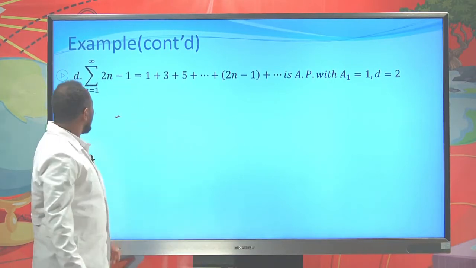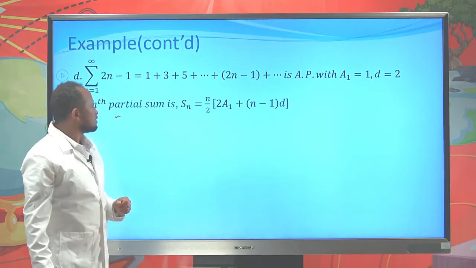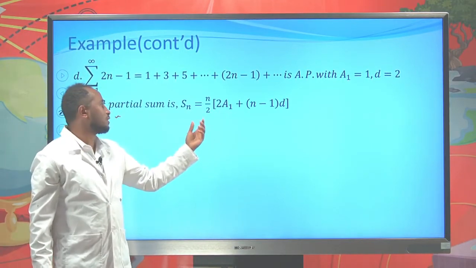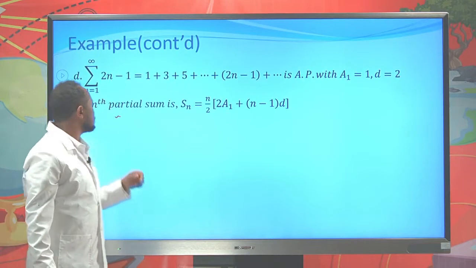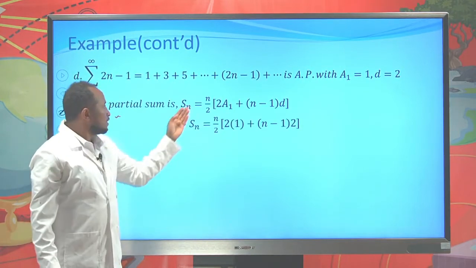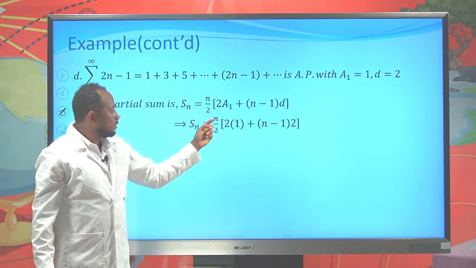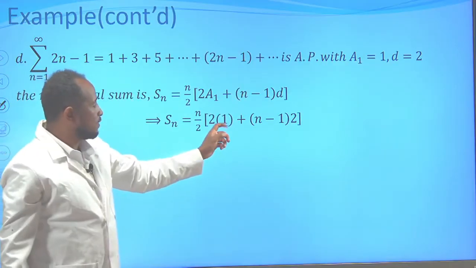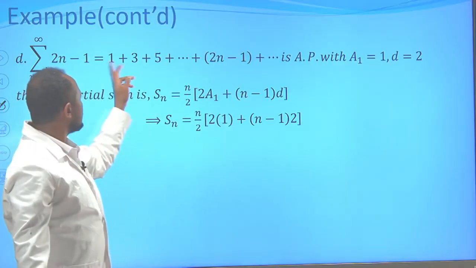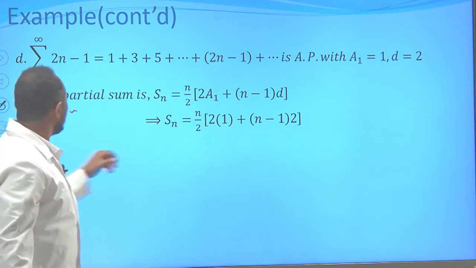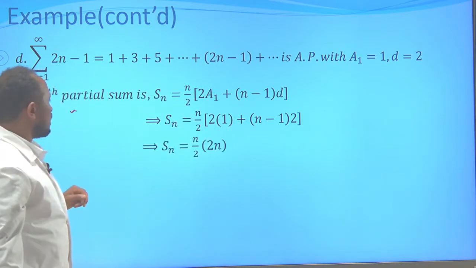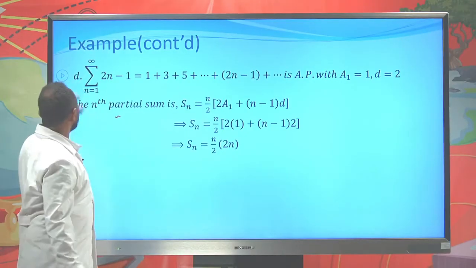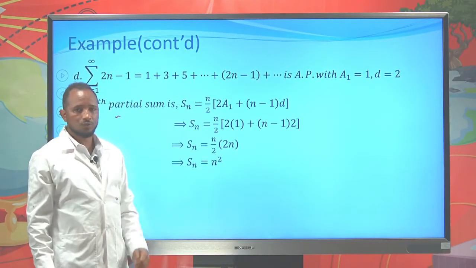So the nth partial sum is given by using the sum of arithmetic progression formula. Sn is equal to n over 2 times twice a1, where a1 is this 1, plus n minus 1 times the common difference, which is 2. Therefore, when you simplify this, you get Sn equals n over 2 times 2n, which is n squared. The answer will be this, Sn is n squared.